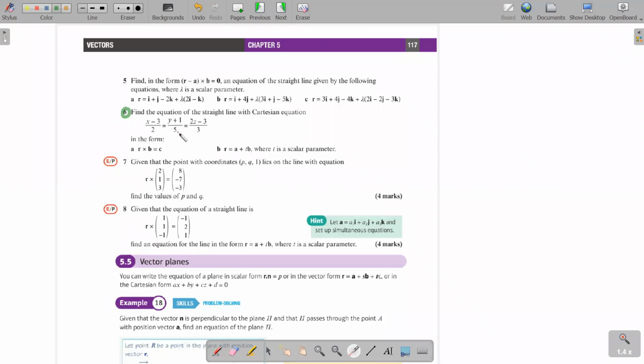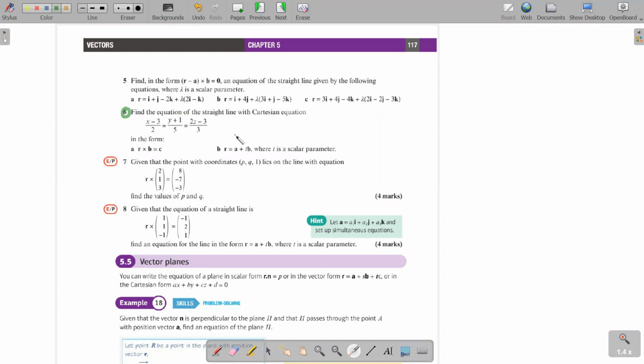Question number 6, find the equation of the straight line with Cartesian equation x minus 3 over 2, y plus 1 over 5 equal 2z minus 3 over 3, in the form r cross b equals c. Okay, before you go into anything else, looking at the Cartesian form, I told you, you could get the A and B.